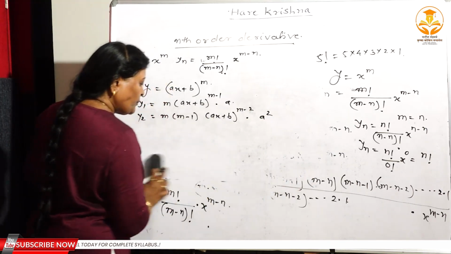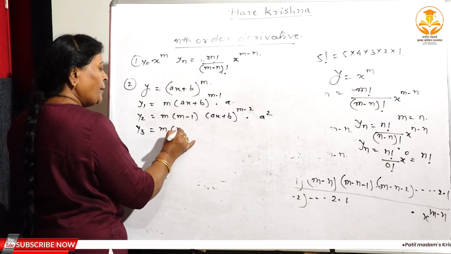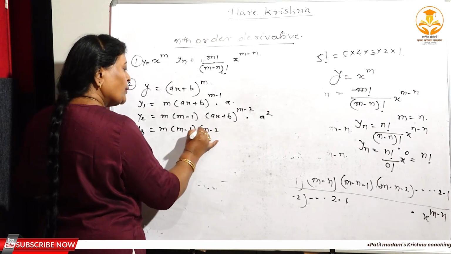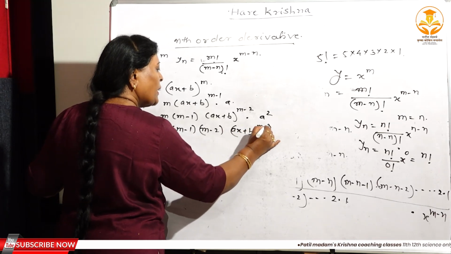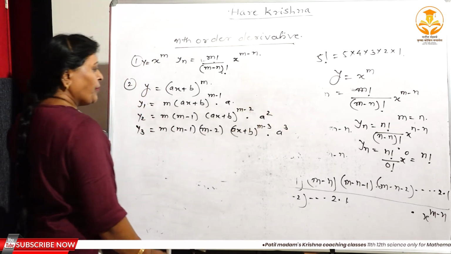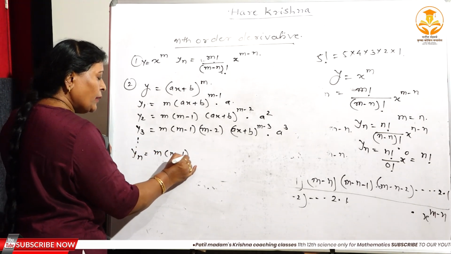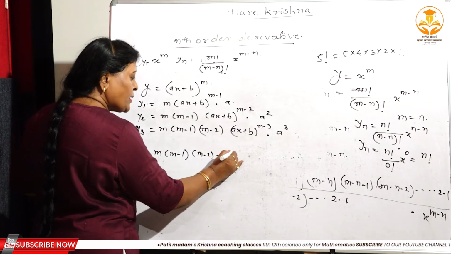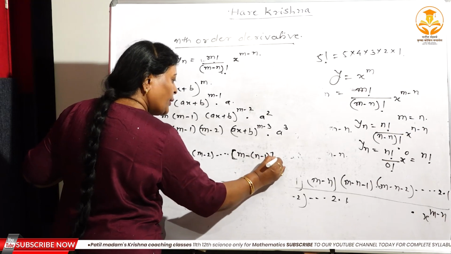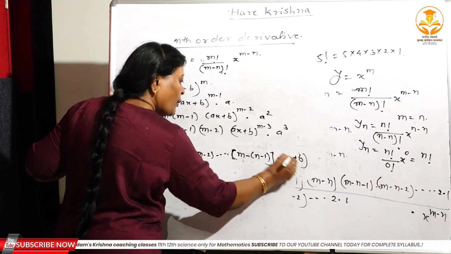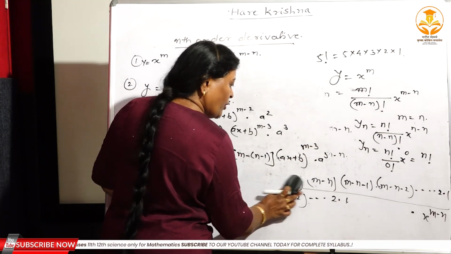Again here, see what you have to do. y3 is equal to m (m minus 1) (m minus 2), again (ax plus b) whole raised to the power m minus 3, and this is a cubed. So yn is equal to m (m minus 1) (m minus 2) up to (m minus n plus 1), into (ax plus b) whole raised to the power m minus n, and into a to the power n. This is your nth order derivative.